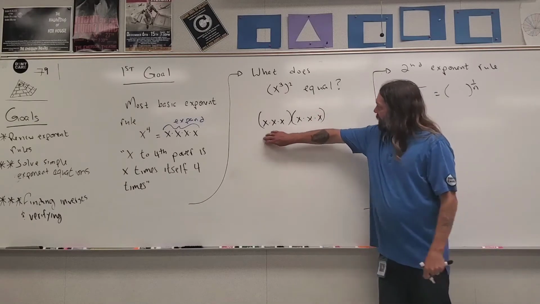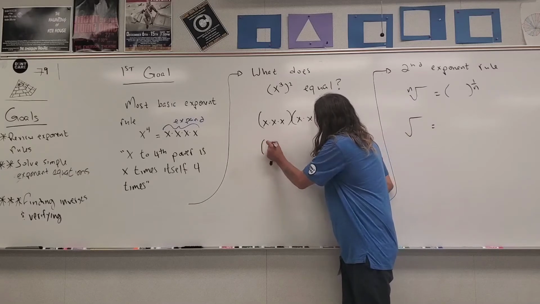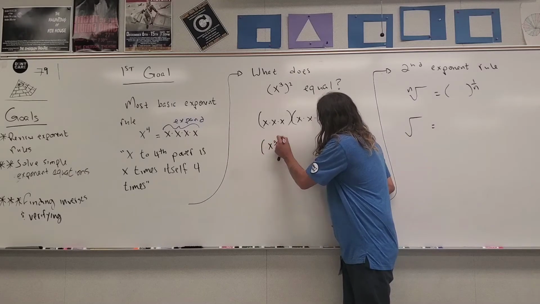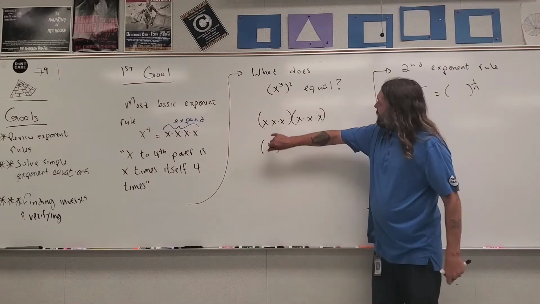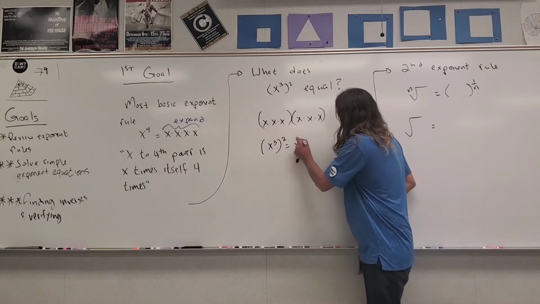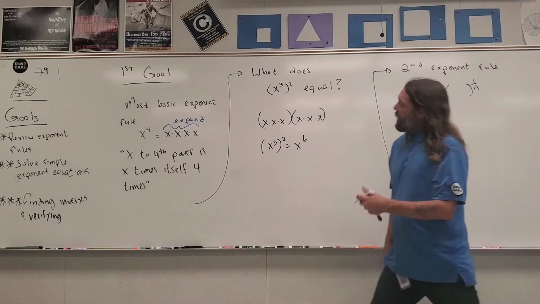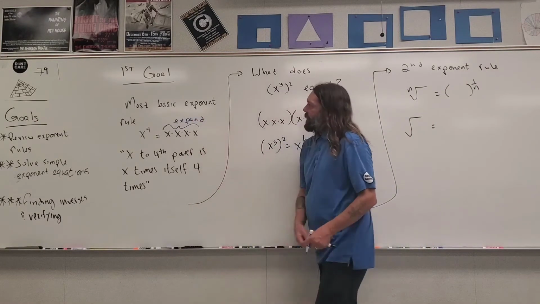So if I count this up and rewrite it using an exponent, that means that x to the power 3 raised to the 2nd power is x to the power 1, 2, 3, 4, 5, 6, x to the power 6. So our exponent rule that comes from this is actually the definition, not the most basic exponent rule, it's a definition of exponents.